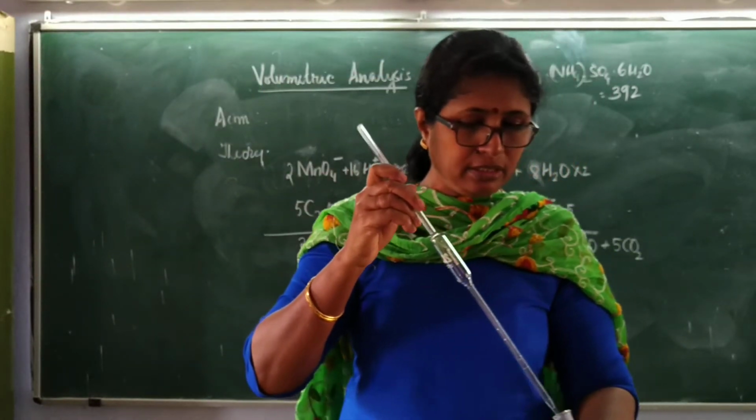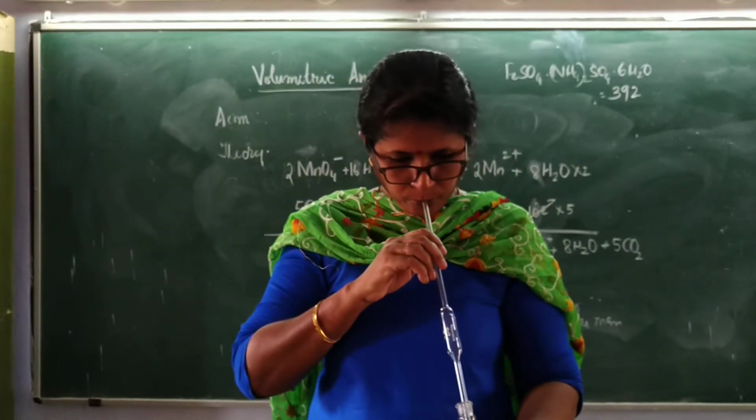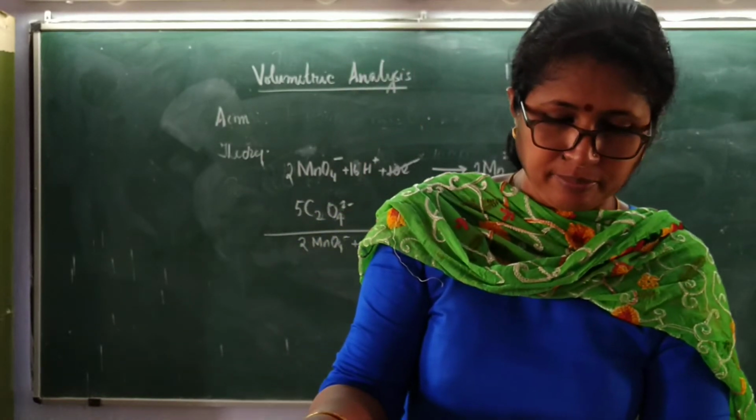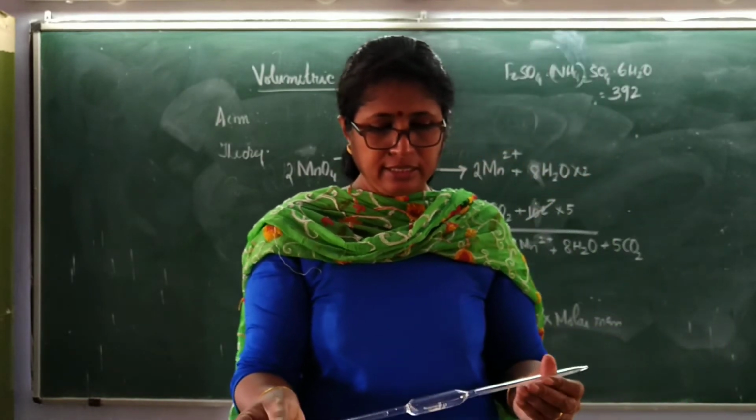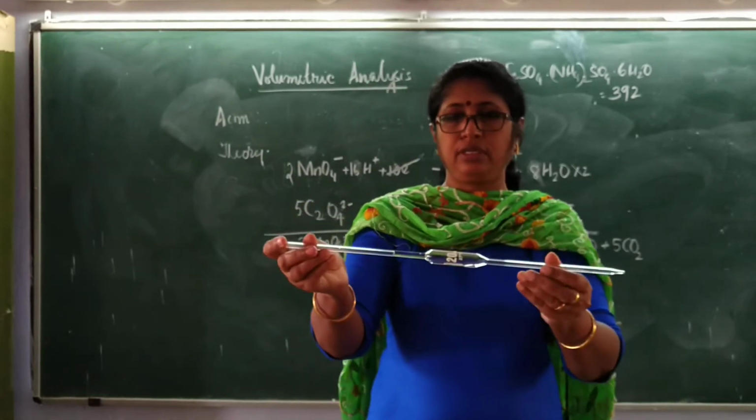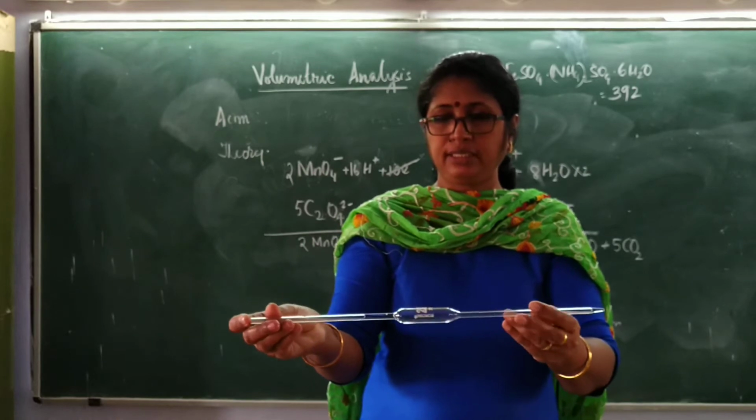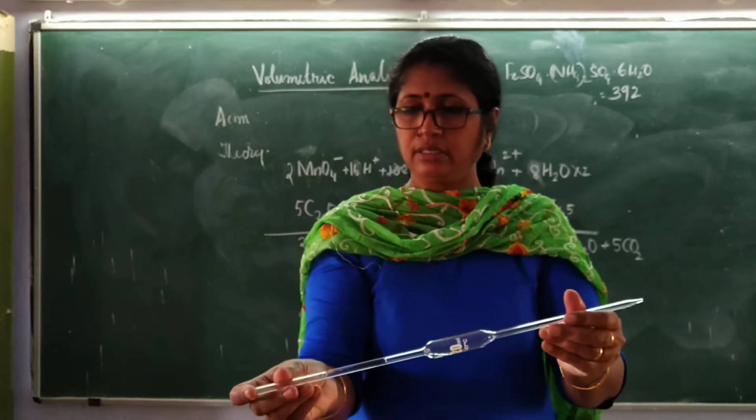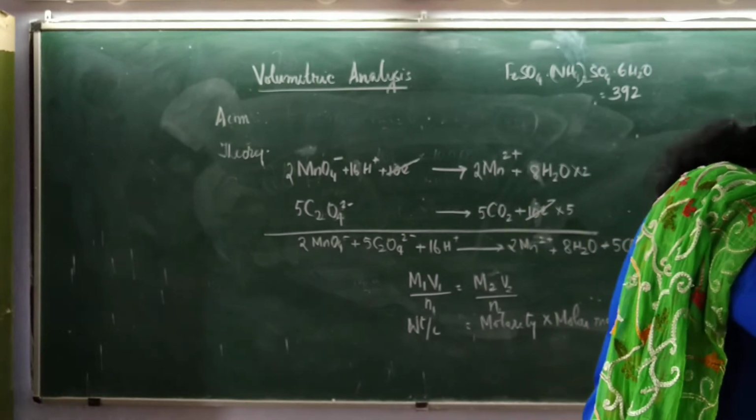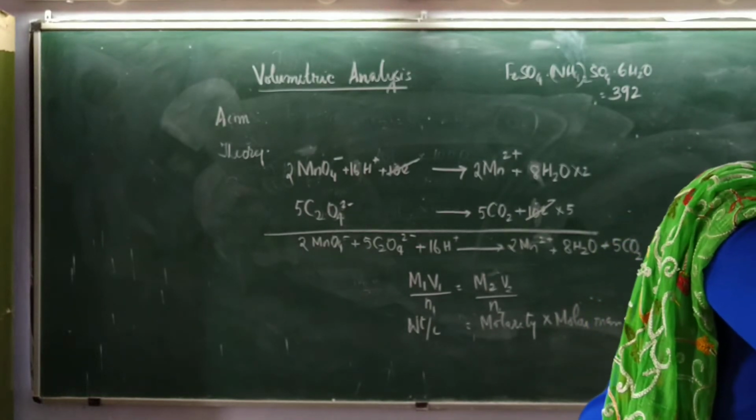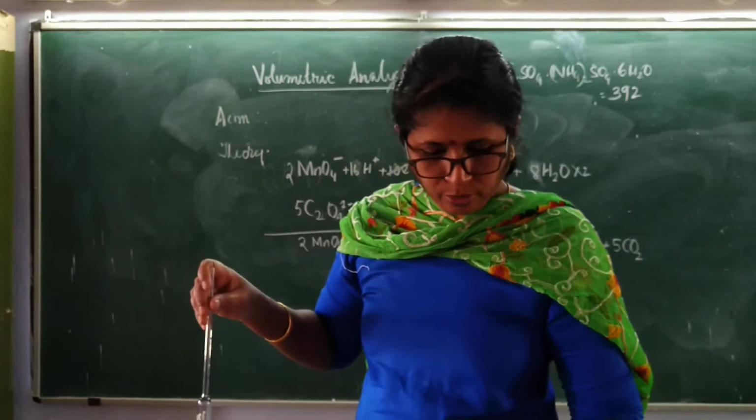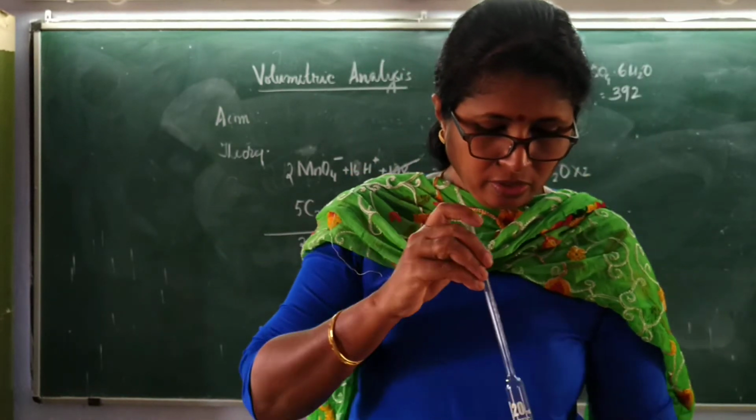I told you the next step is you will have to rinse the pipette. Take the pipette. Take a little oxalic acid here. Then rinse it with oxalic acid. You should not throw it inside; throw it outside, because it should not come inside. Now pipette out 20 ml oxalic acid.